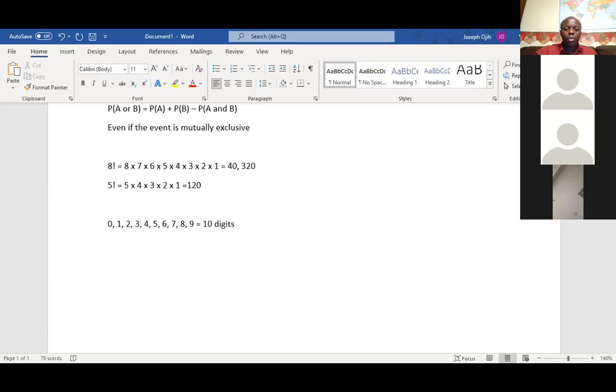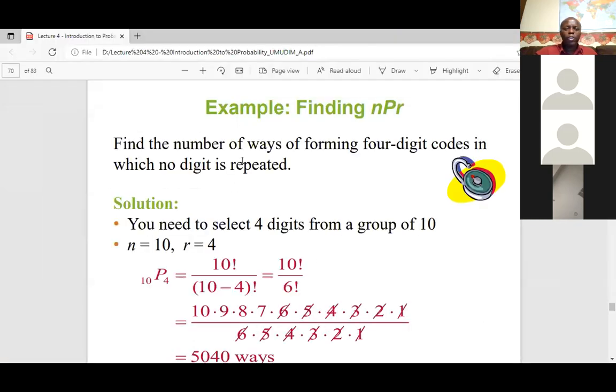And so in this question, it is asking you to find the number of ways of forming a 4-digit code in which no digit is repeated. That means there is going to be a specific order. So out of 10 digits, you'll be forming 4-digit codes, which is, r is 4. So why are we using permutation for this type? Because it says no digit is repeated.